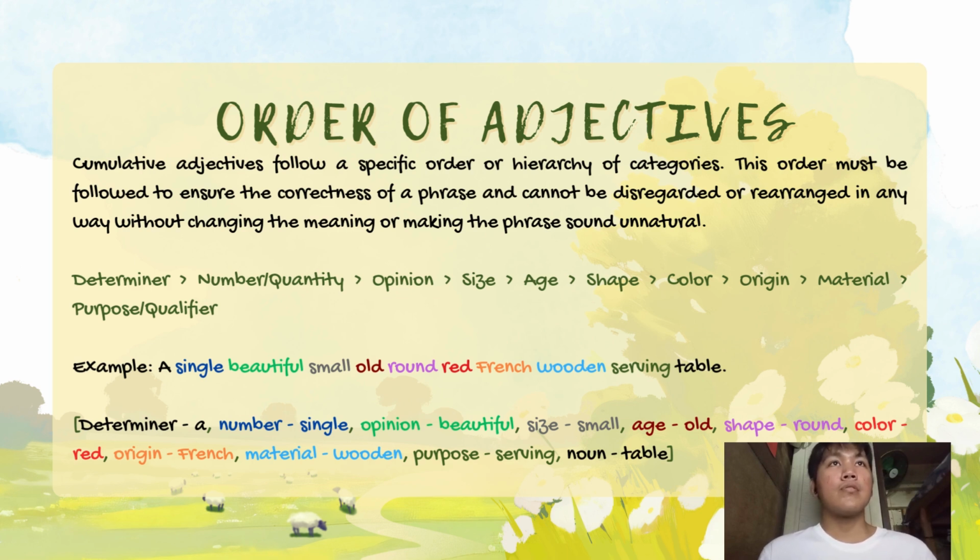And below you can see how we break this down and sort them into their own categories. So for example, we use for our determiner A, single is our number, beautiful is the opinion, and small is the size. Old is our age, and shape is round, and our color is red, and the origin is French, material is wooden, and purpose is serving, while the table serving as our noun.